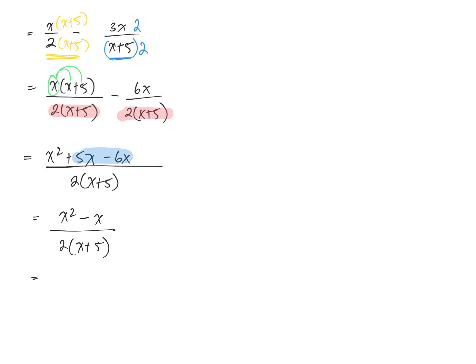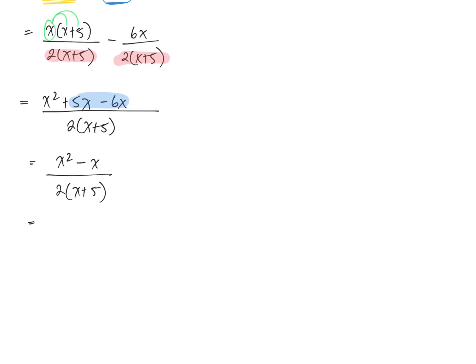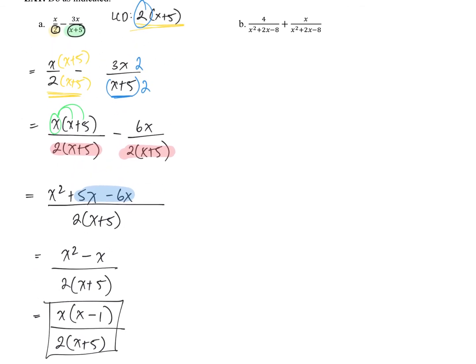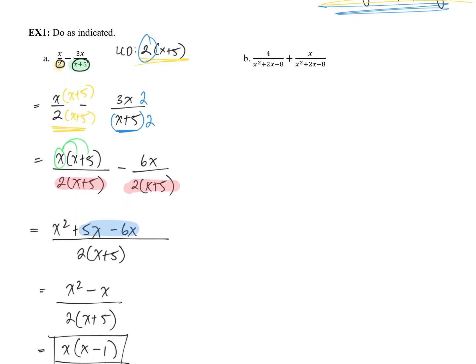The last thing to do is to simplify our fraction, which means we need to factor. So the top one, I can factor out an x from the top, which means I'll be left with x minus 1, and then the bottom I have 2 times x plus 5. Can we simplify anything? No, that's it. So we're done. We've successfully managed to subtract them. Awesome. Okay, let's take a look at the next one.